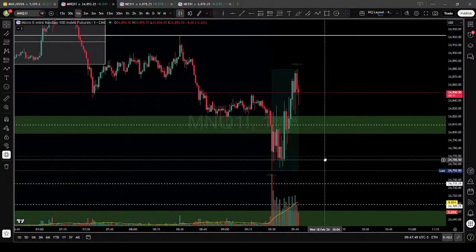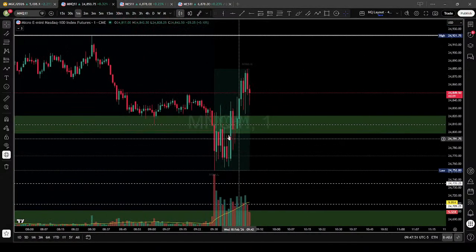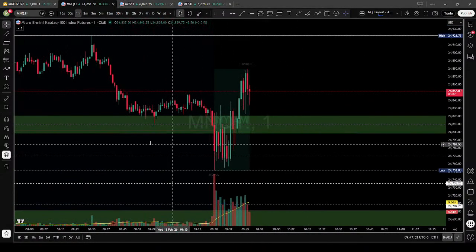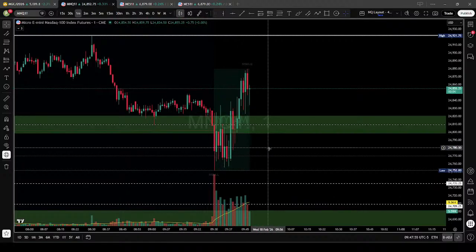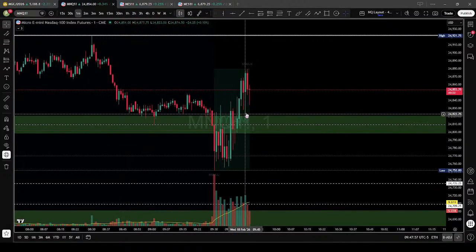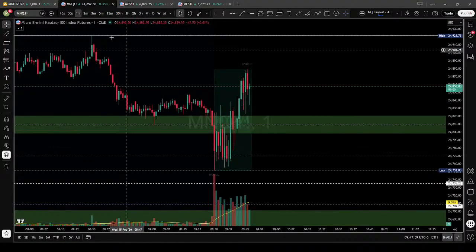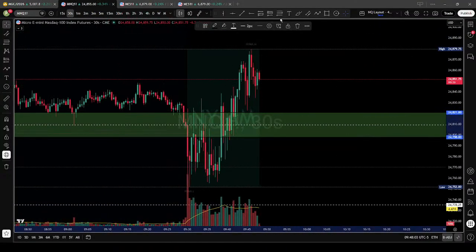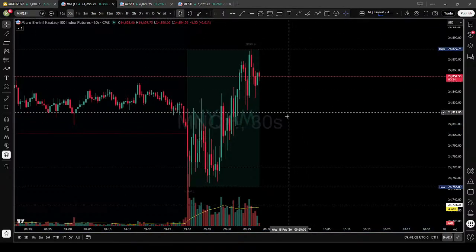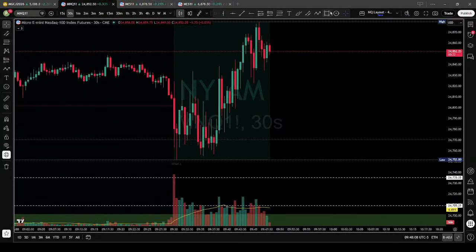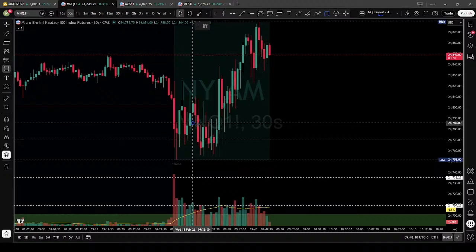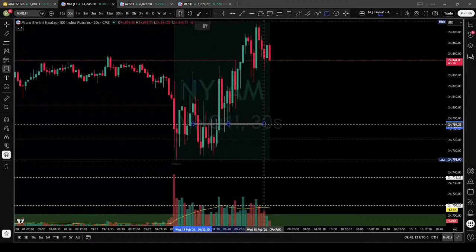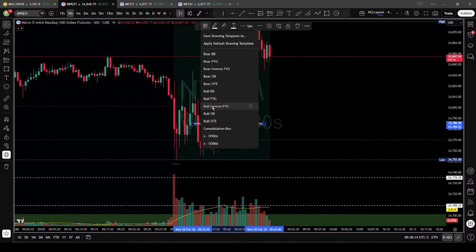There's still no inversion that I've seen here on a 1 minute time frame. But if we move on to a 30-second time frame, what we noticed was there was this small inversion that occurred up here. There was this very small inversion.